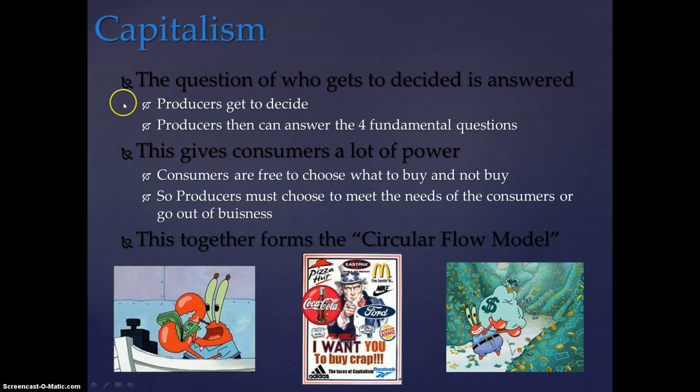All right, capitalism. The question of who gets to decide is answered by the producers get to decide, and then the producers can answer the four fundamental questions. But it gives the consumers a lot of power, like I was explaining. Consumers are free to choose what to buy and what not to buy. So producers must choose to meet the needs of the consumers, or they will eventually go out of business. And this together forms the circular flow model.